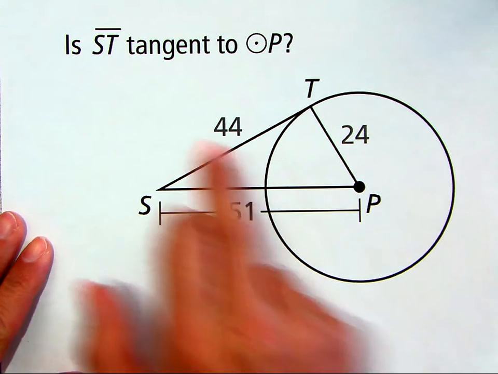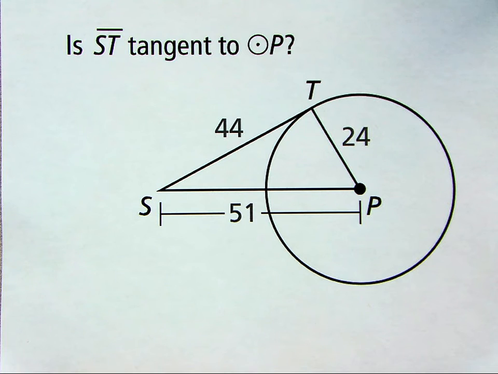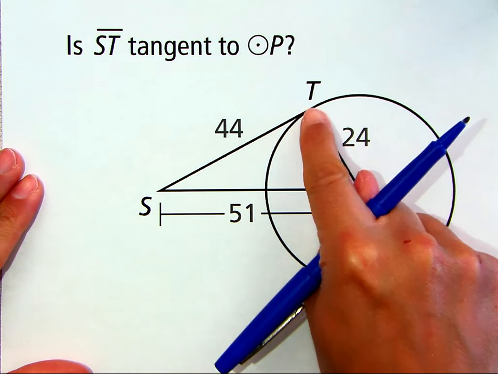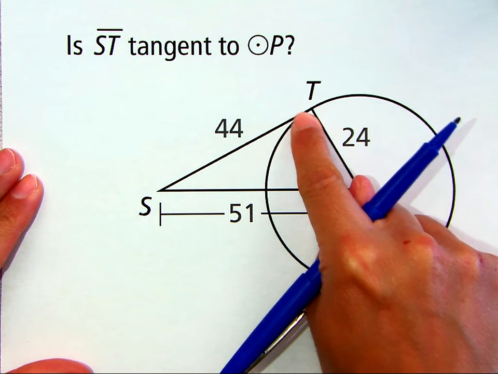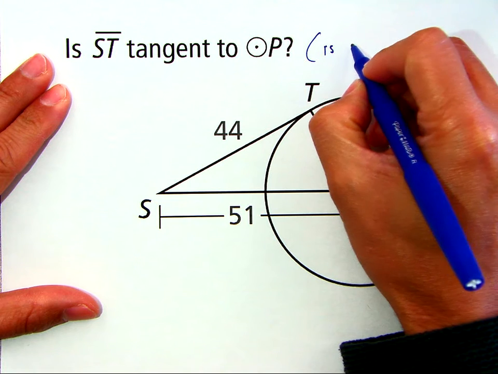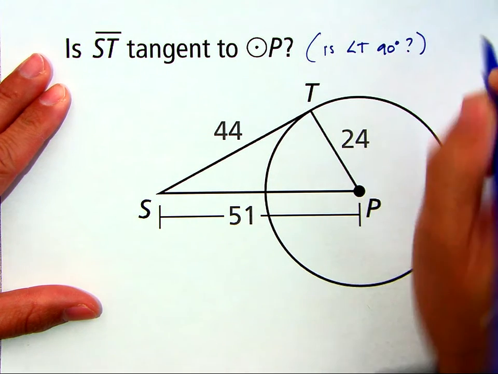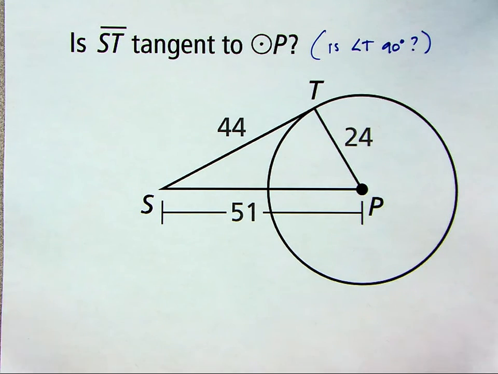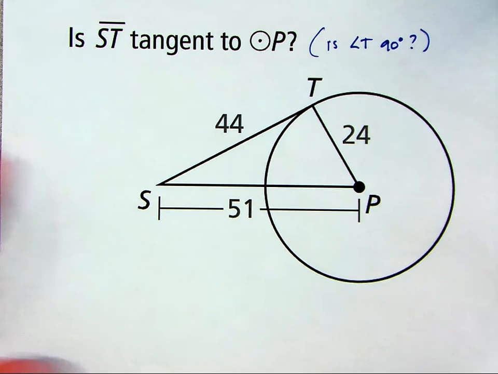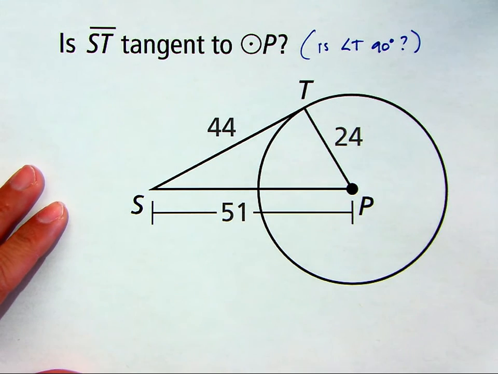Okay. So really, we can think of this question as if it were asking whether angle T is a right angle. Okay. So write that. Is angle T 90 degrees? Okay. Or is triangle STP a right triangle? Okay, now if we look at the information we have the side lengths of all three sides of that triangle.